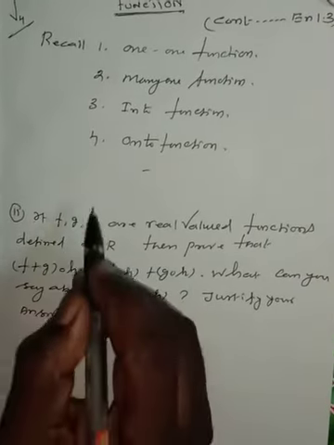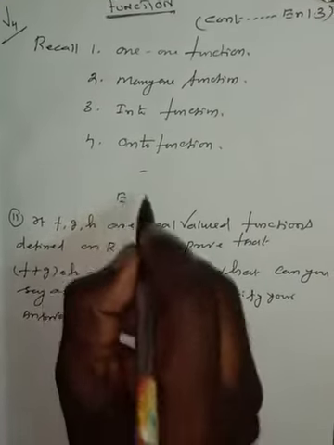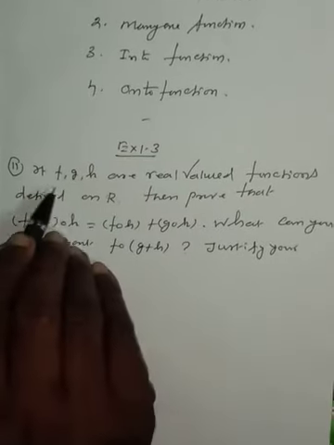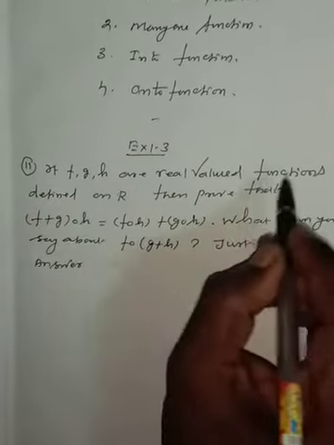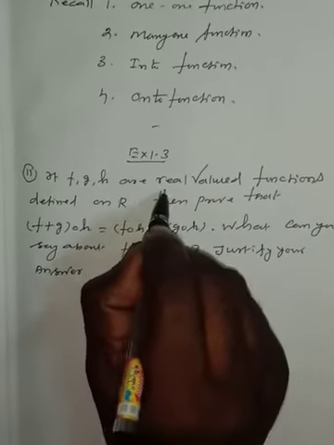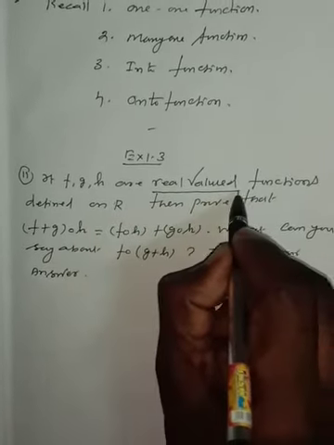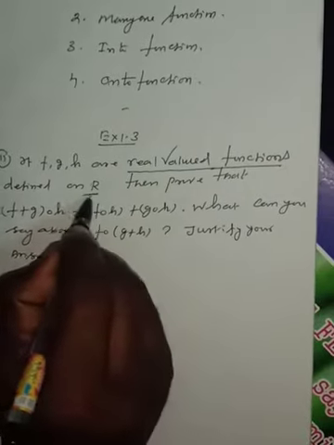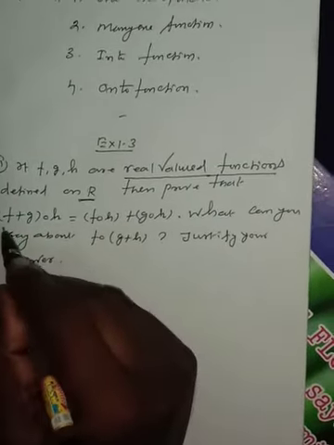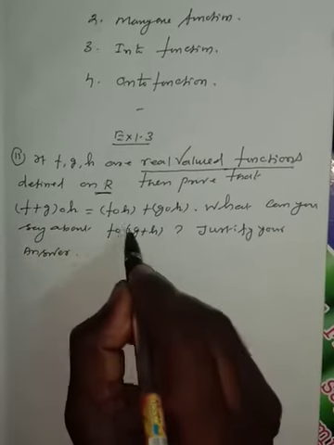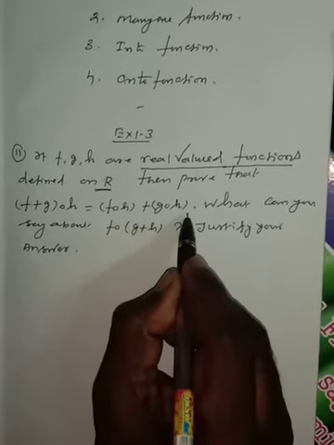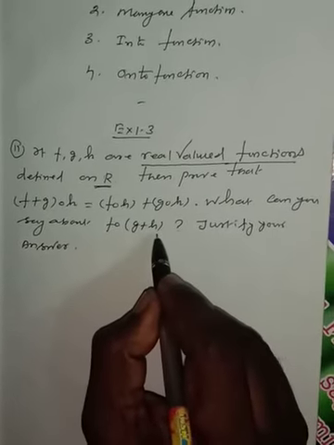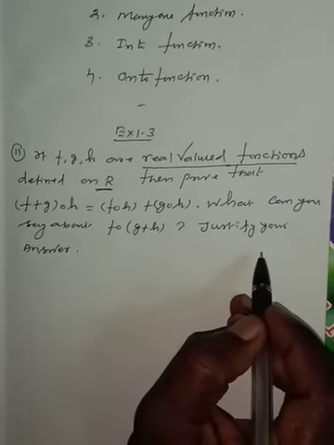We have to take sum number 11. If f, g, h are real valued functions defined on the real number set, then prove that (f plus g) of h is equal to f of h plus g of h. What can you say about f of (g plus h)? Justify your answer.